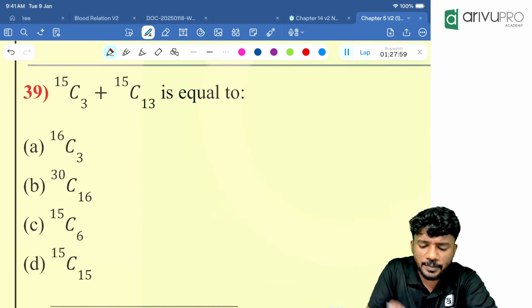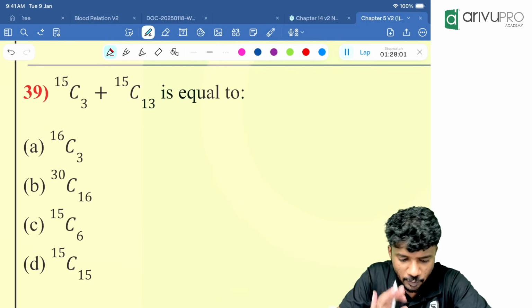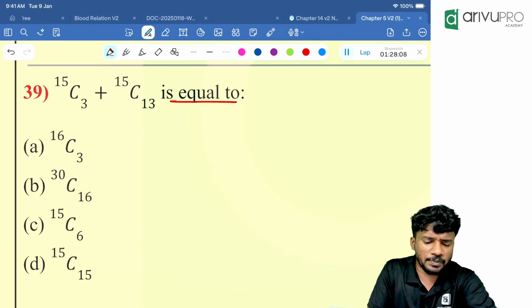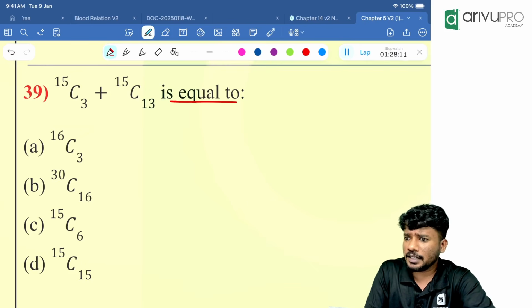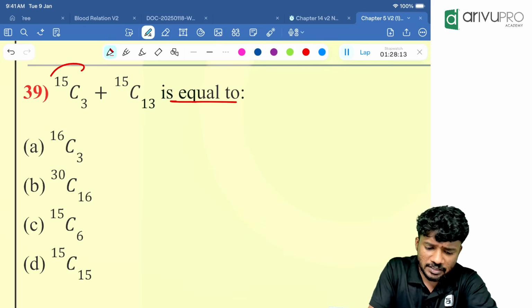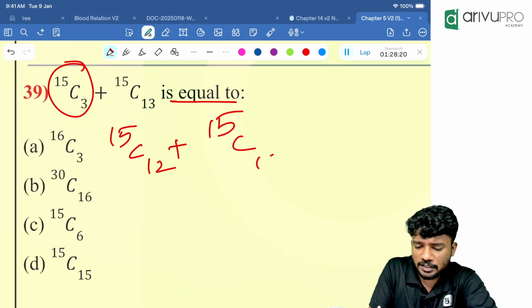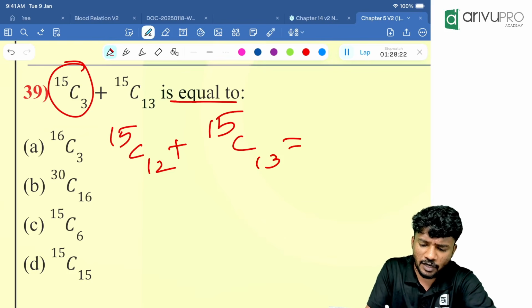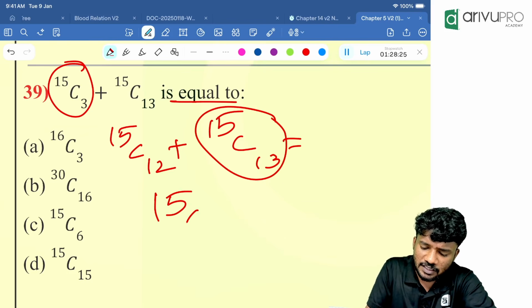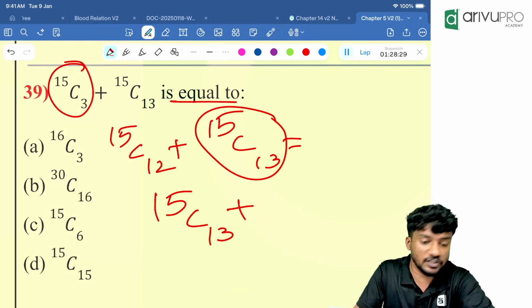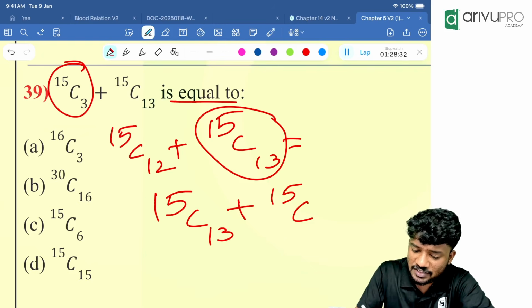Now, the question based on that Pascal's identity. Have a look at it. 15C3 plus 15C13 is equal to how much is the question? People, looking at this, randomly I am not getting any answer, correct? So I can change the value. 15C3 can be written as 15C12 plus 15C13. If you ask me, 15C13 can be written first. Why? Because we want the higher number first. Then plus 15C(r minus 1).